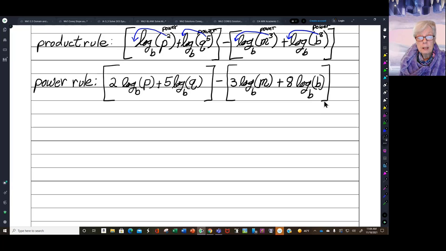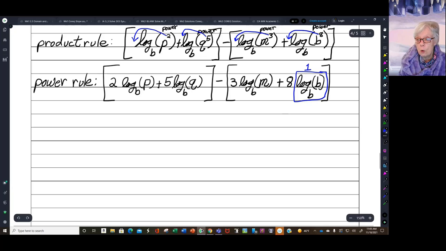Going one step at a time. But here is something that's just happened that is wonderful. Right here, we have log base B of B. And this equals 1. So what we now have in this position here is 8 times 1, which is 8. So, let's get back to work.